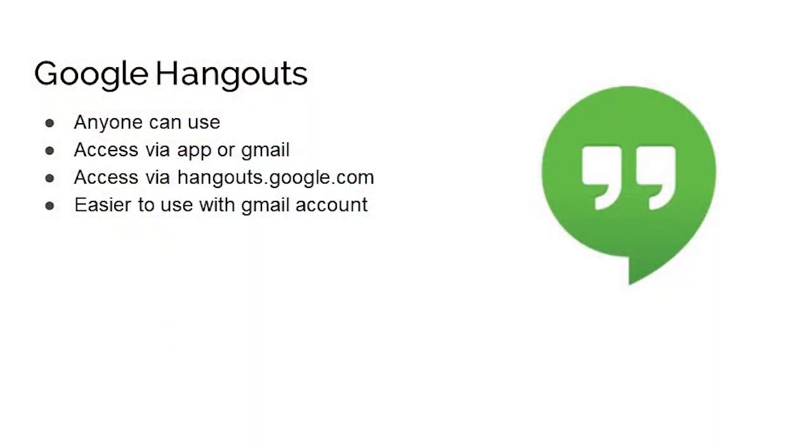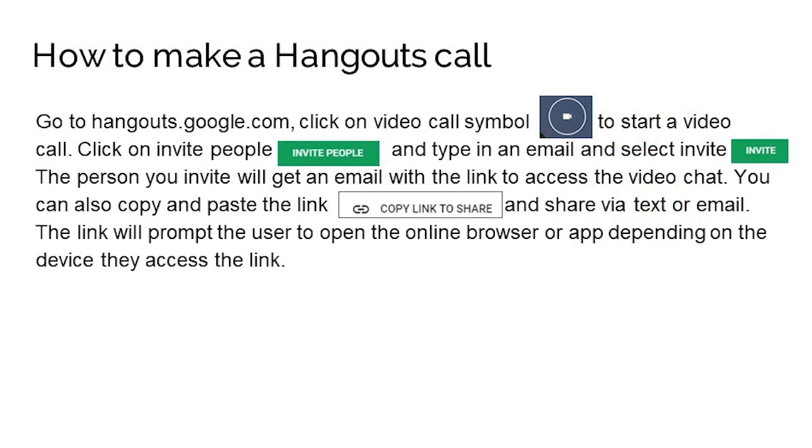Google Hangouts is a very simple tool and available for everyone to use, but they have to download the app or set up a Gmail. You can access Hangouts through hangout.google.com as well, and there are several ways to set up a Google Video Hangout. The first way is to access the online link at hangouts.google.com. Click on the video icon and invite people.